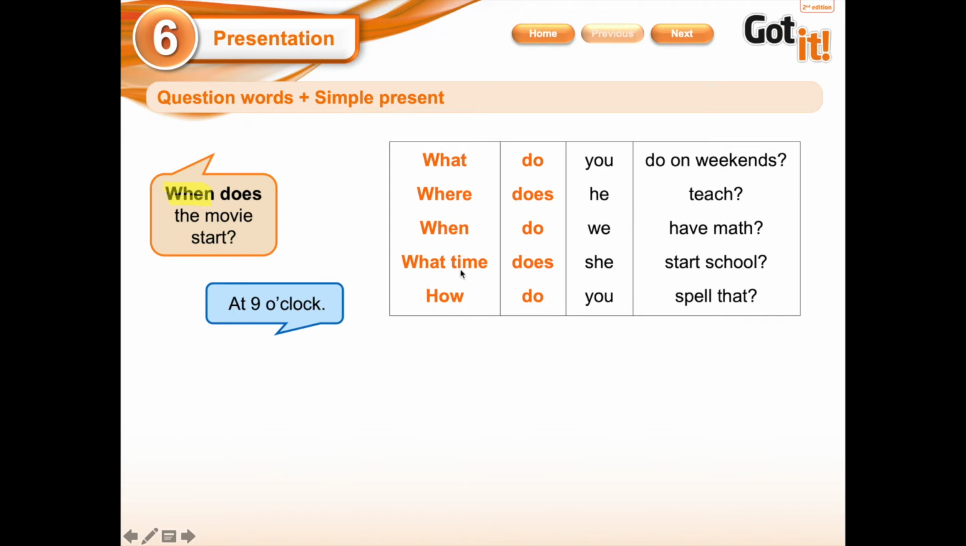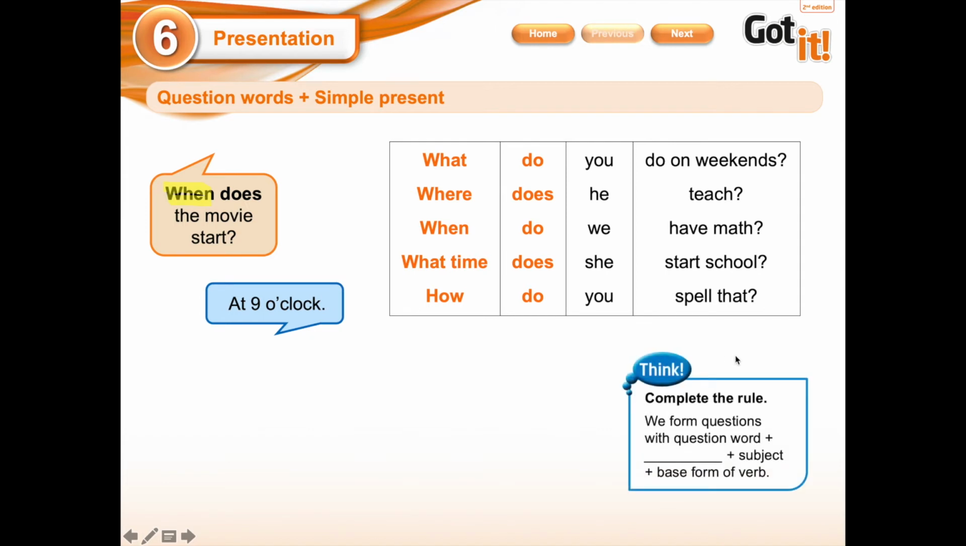Number 4, what time does she start school? These two words express time too, but a specific time, okay? La palabra what time también se refiere al tiempo, pero ahora sí a un tiempo en específico. ¿A qué hora ella comienza el colegio? And finally, how do you spell that, is referring to the way that you do some things. Tenemos la palabra how, que en español vendría siendo básicamente el cómo. ¿Cómo tú deletreas eso?